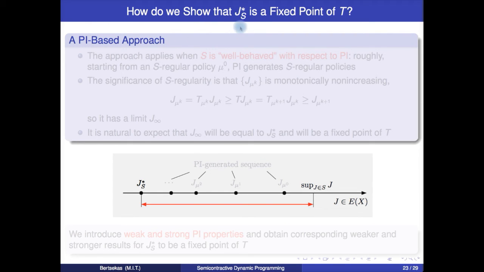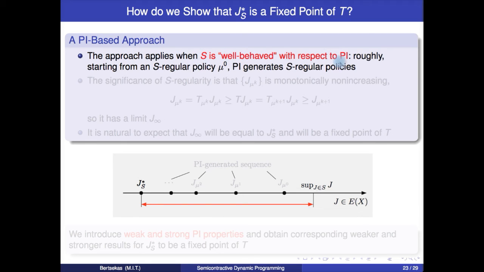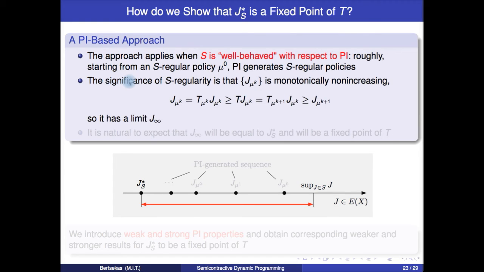The issue now is how do we show that J sub S star is a fixed point of T? In this lecture series, we are going to focus on a policy iteration-based approach. This approach applies when S is well behaved with respect to policy iteration, which roughly means that policy iteration generates S regular policies if it started from an S regular policy. The significance of having the generated policies be S regular is that then you can show that the sequence of policy cost functions is monotonically non-increasing. In other words, there's a cost improvement property going on when you're dealing with S regular policies in the context of policy iteration. The proof of this is very simple.